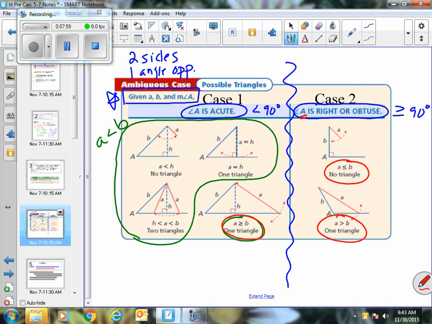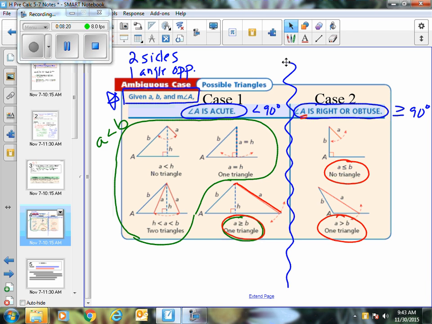This side A, it's longer than B. So the only thing you can do when you draw the triangle is draw it going away from your angle A. If you try to draw this side A, which is longer, coming back, it's not going to make a triangle. It's going to cross over that B side. It doesn't work. You can't draw that. It doesn't physically make a triangle. So if it's longer, there's only one way you can draw it. Works out great. So that's not so bad.